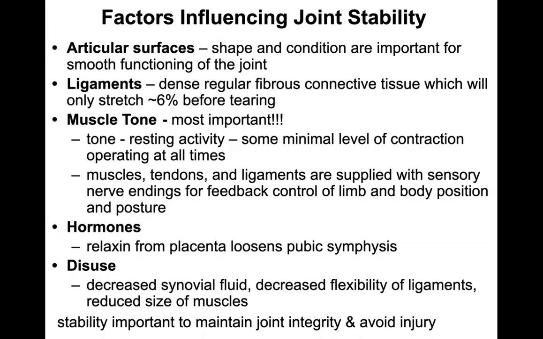So muscles, tendons, and ligaments are supplied with sensory nerve endings that are going to give feedback control of the limb and body position and posture. When you've had an injury, that's one of the things that is going to have reduced function, therefore making you more likely to re-injure it again. When you're walking along, if your ankle starts to roll to the side, these things are going to give feedback in a healthy ankle that you bring it back underneath your body. And an ankle that's been injured multiple times, that feedback is not going to be as quick, and so it's more likely to just continue to roll outside of the position and re-injure.